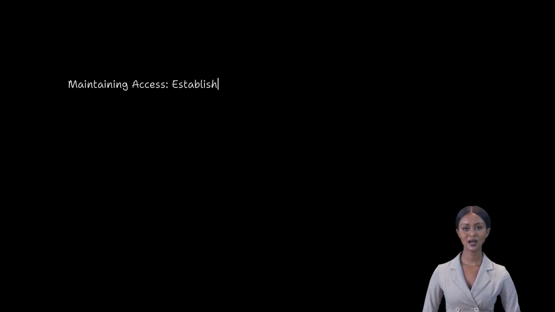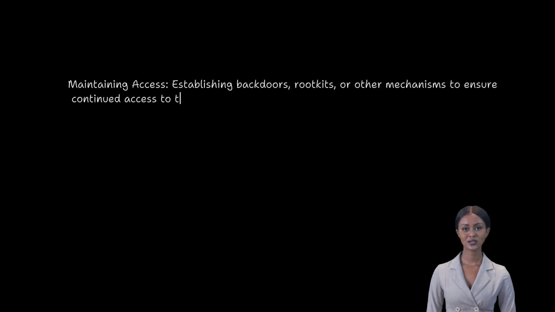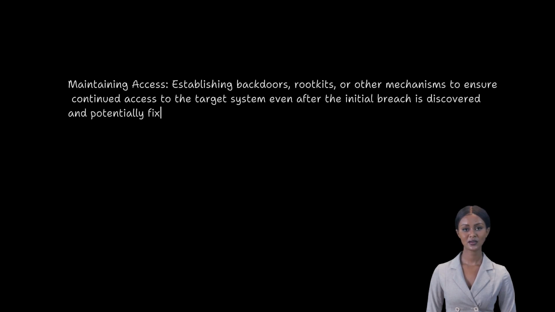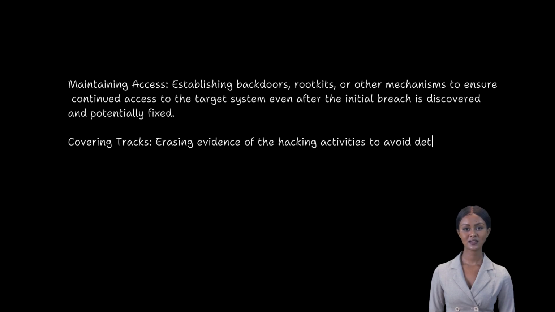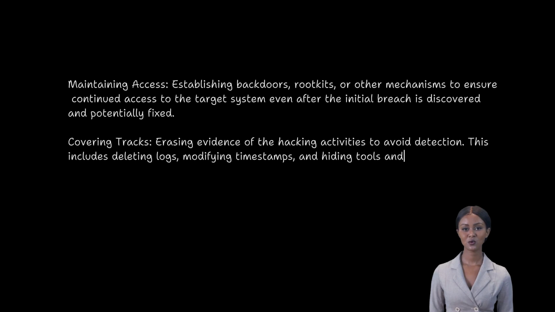Maintaining access: establishing backdoors, rootkits, or other mechanisms to ensure continued access to the target system even after the initial breach is discovered and potentially fixed. Covering tracks: erasing evidence of the hacking activities to avoid detection. This includes deleting logs, modifying timestamps, and hiding tools and other artifacts. These phases allow hackers to systematically approach their targets, increasing the likelihood of a successful attack while minimizing the risk of detection.